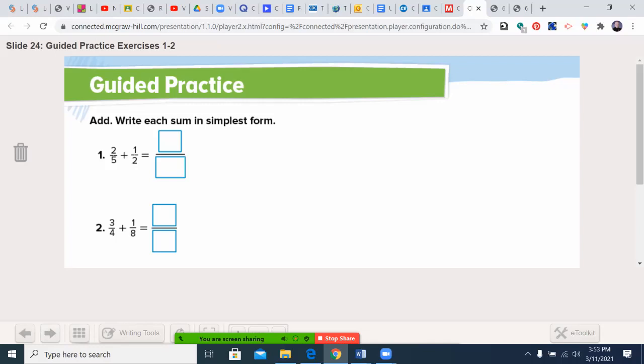Remember, when we practice, we will pause the video, solve it, and then unpause it. Don't forget to first find out the common denominator, and don't forget to simplify. Do numbers 1 and 2, and you may pause the video now.